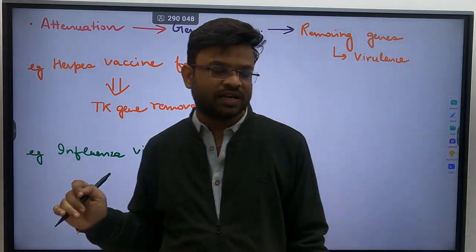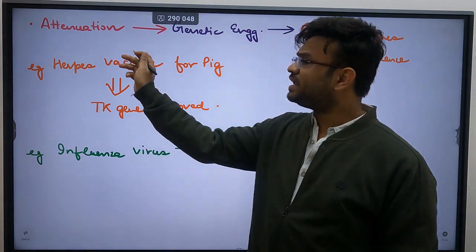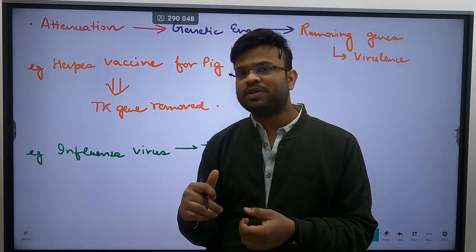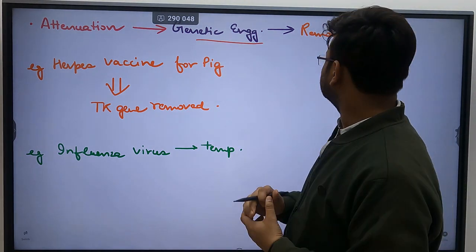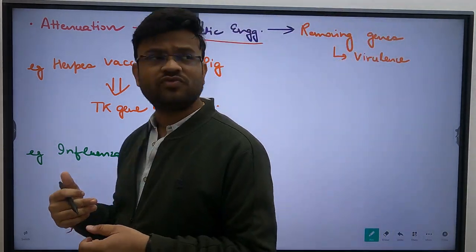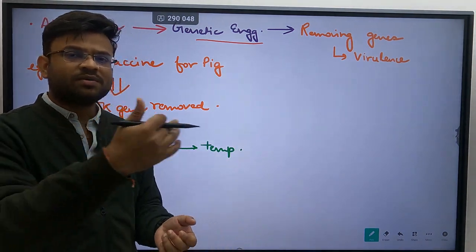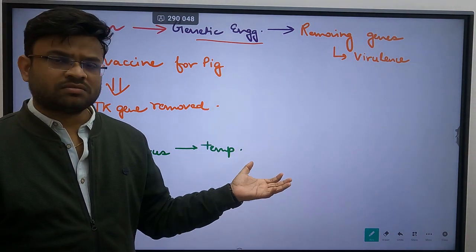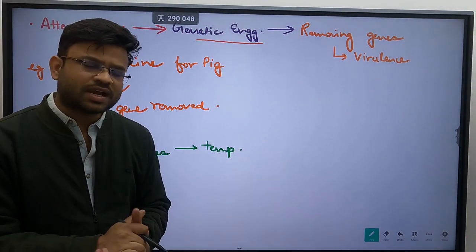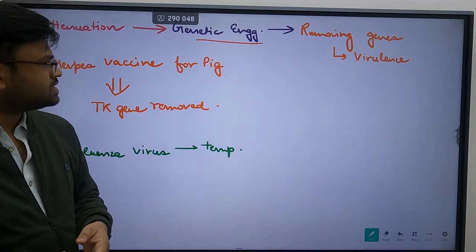Whatever I have just said in the previous slide, I have already said that attenuation can be made through multiple ways, and genetic engineering is one such way. We have just seen that you can remove the virulent genes, and therefore you can end up with a bacteria or a virus that is non-virulent, that can grow inside an individual's body but would not cause the disease.